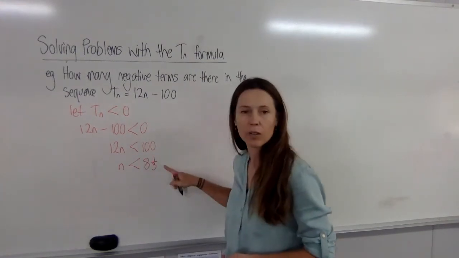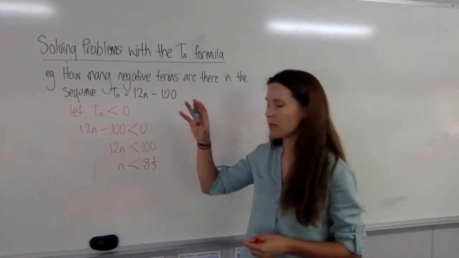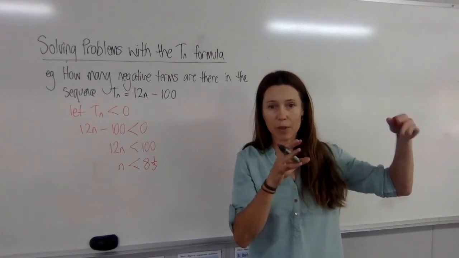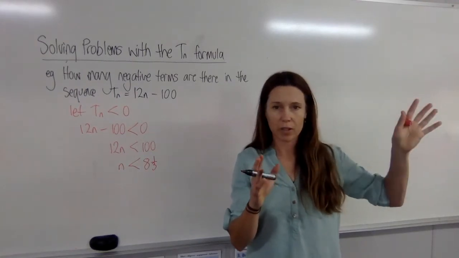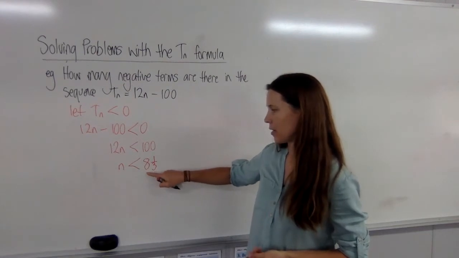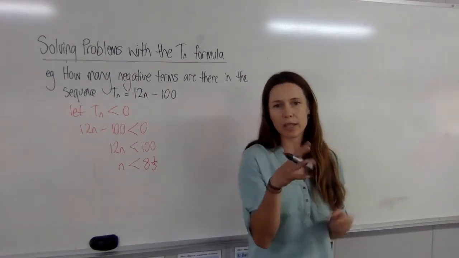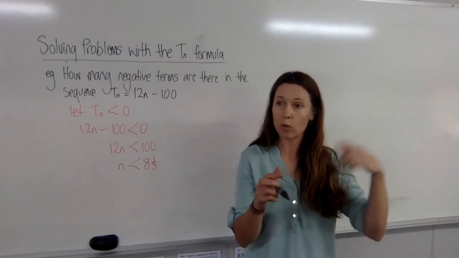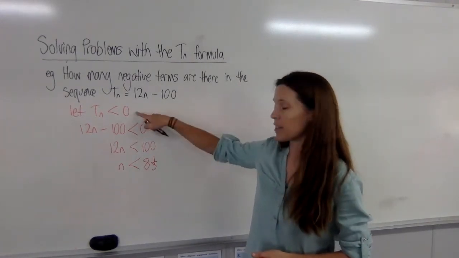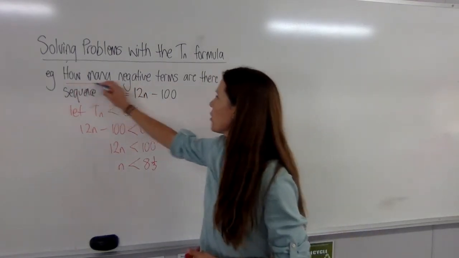Now, it's not a whole number. Let's think about what it means. We know we've got a bunch of negative terms in the sequence that are getting bigger, and at some point it's going to cross the 0. Now, if n was less than 8 1/3, in other words, if n was only 8, it would still be a negative term. But if n is more than 8 1/3, then obviously it won't be negative anymore, it will be positive.